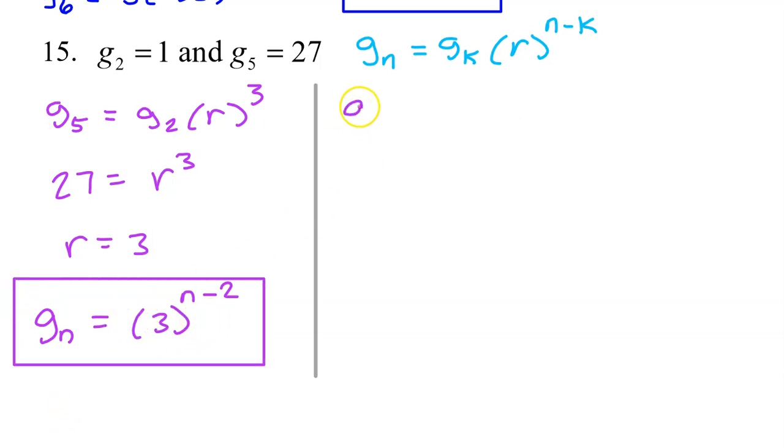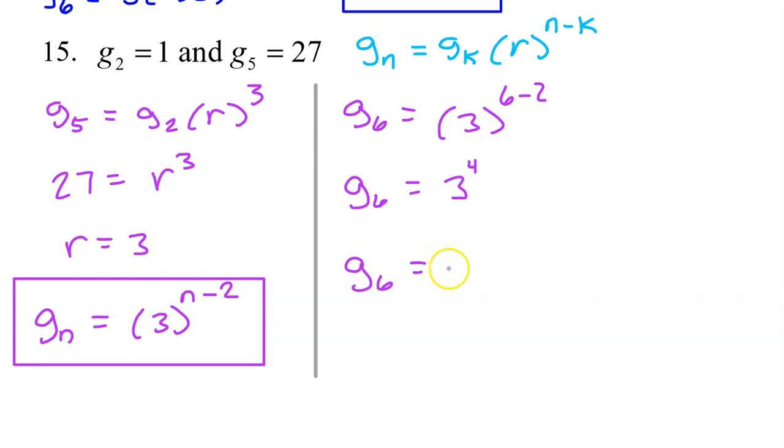Let's use it to find G6. G6 will be 3 to the 6 minus 2 power. Therefore, G6 will be 3 to the 4th power. So G6 is equal to 81.